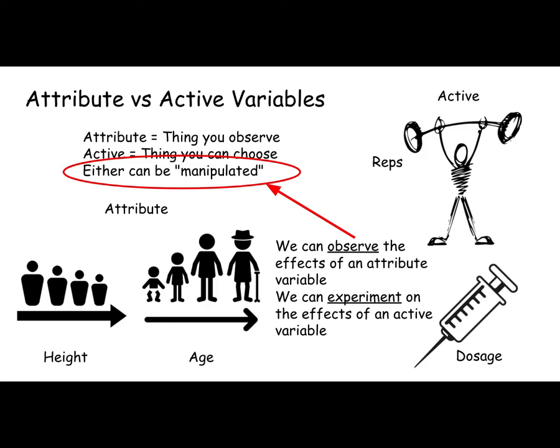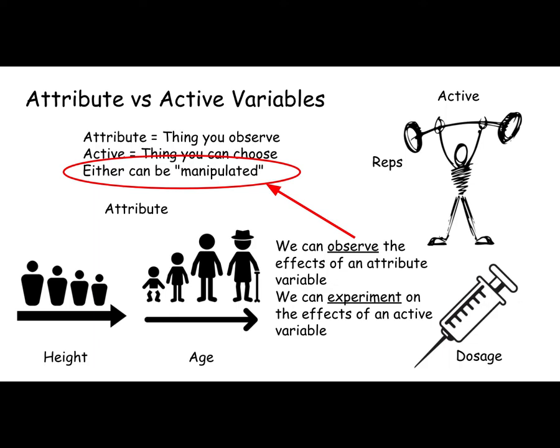An attribute variable is something you observe. So that may be height or age, right? You may be interested in does age have an impact on how people react to a drug? So in that case, you can't assign people ages. So that's an attribute variable, something you observe about them. You can still determine whether there's a difference in how people react to that drug or that treatment based on their age. An active variable is something that you can choose or actively manipulate.